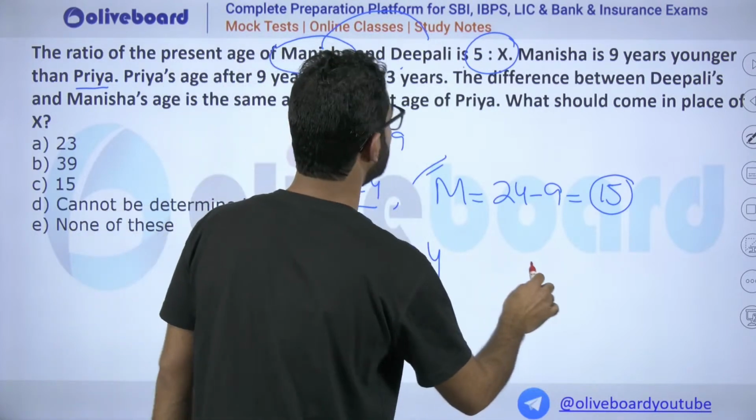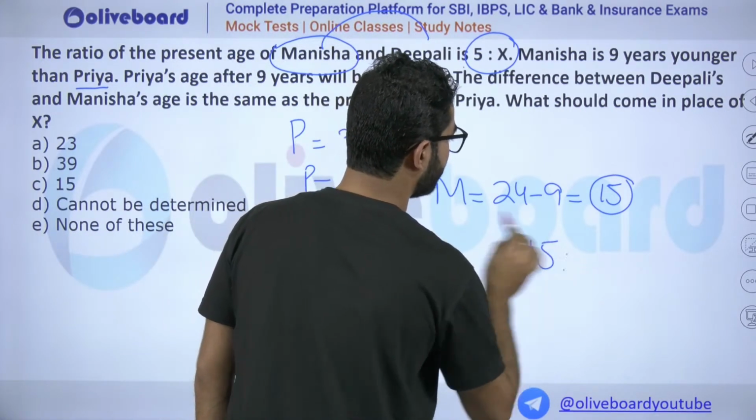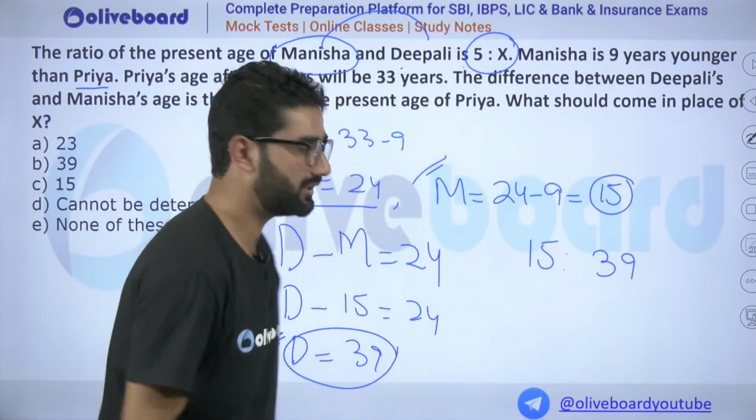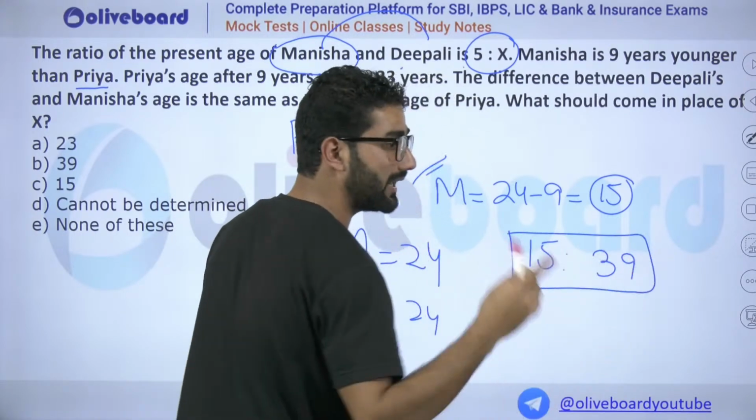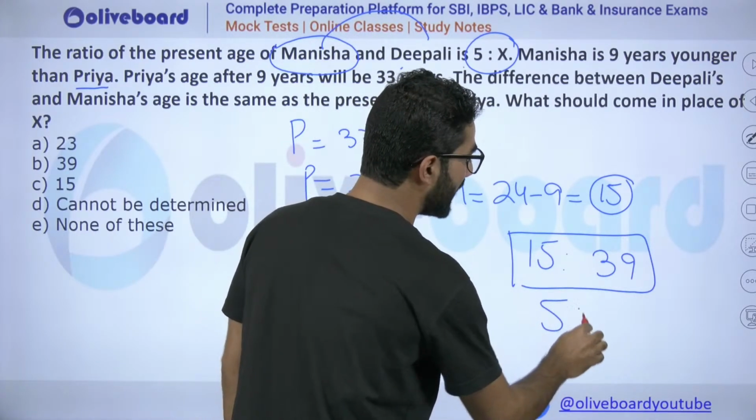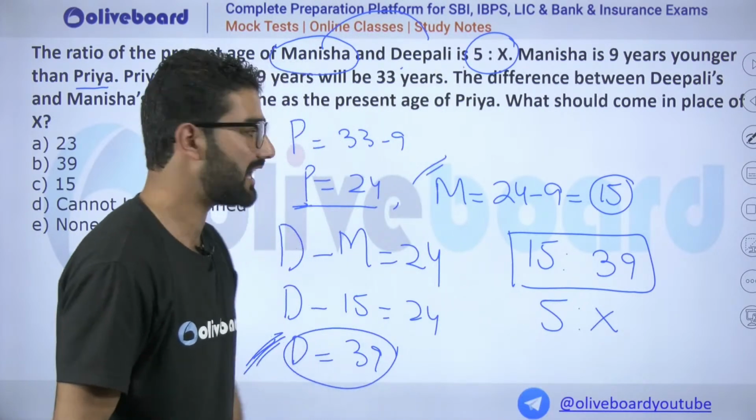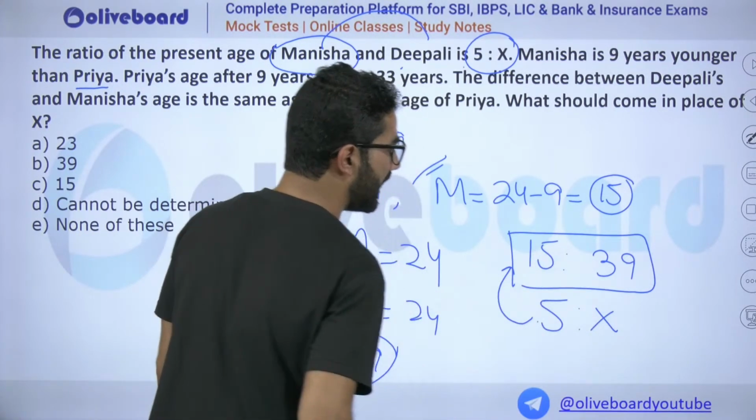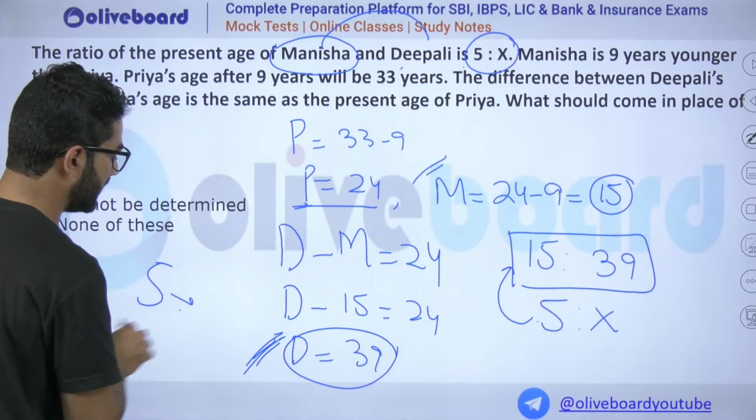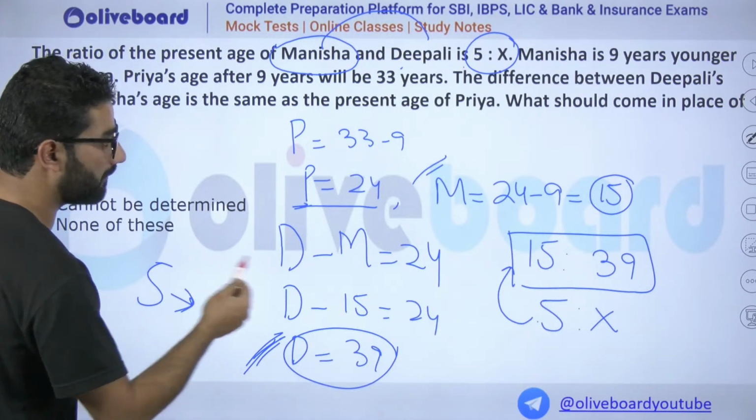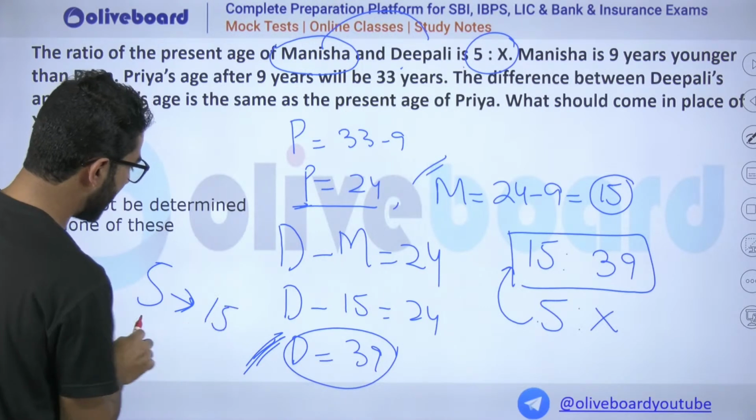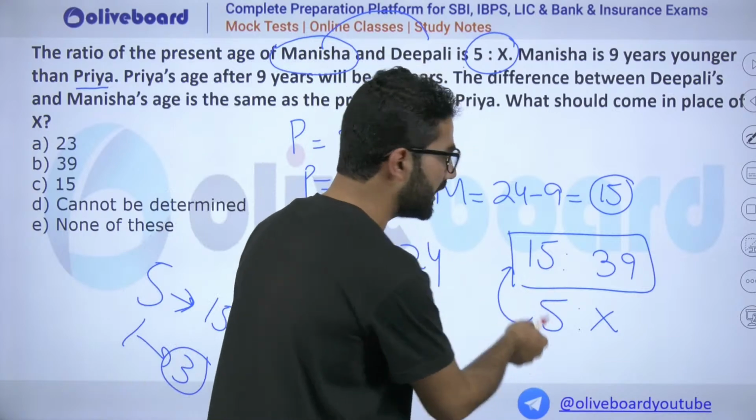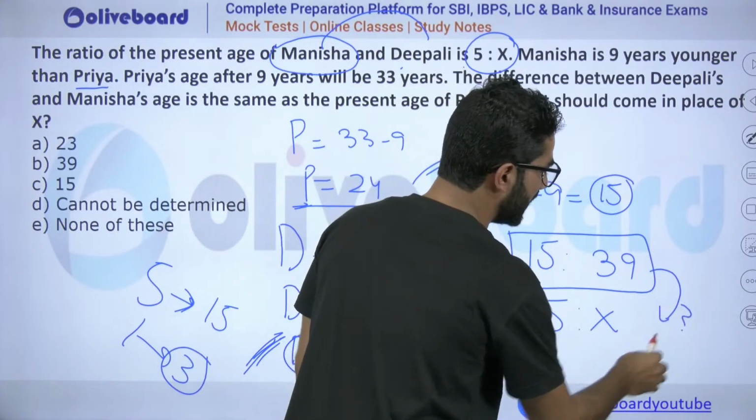So can I write Manisha is 15? Okay, Deepali is how much? 39. Okay. So this was the ratio, but actually what it has given is 5:x. What does that mean? If 5 is 15, what could be the value of x? If 5 is 15, then the ratio of 1 will be how much? 3. So we have to divide the ratio by 3. So divide this ratio by 3, it will be 13.